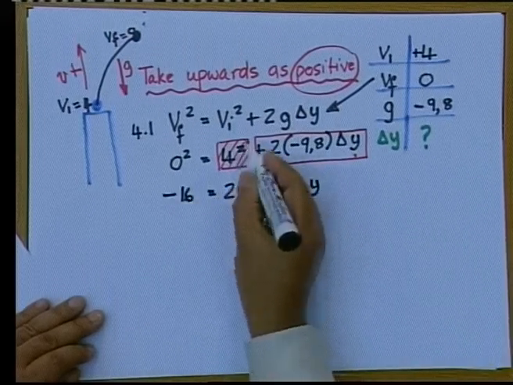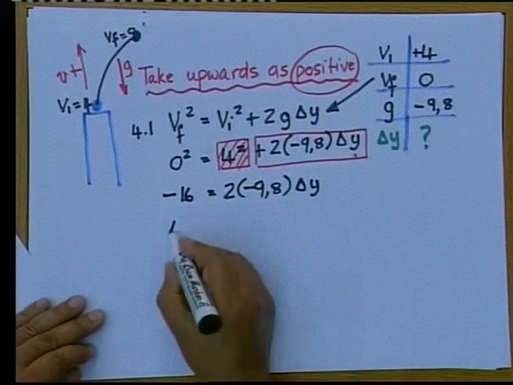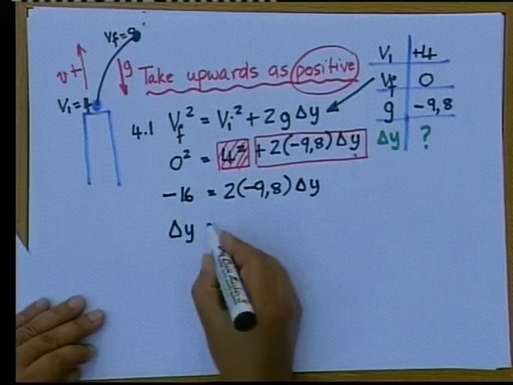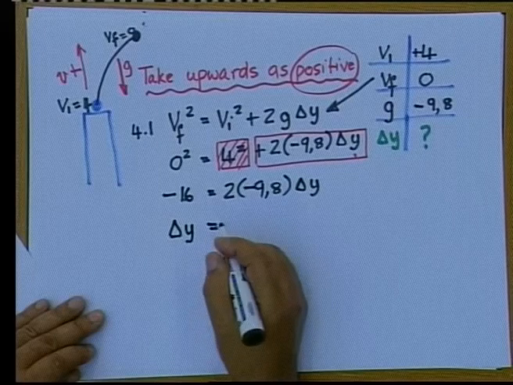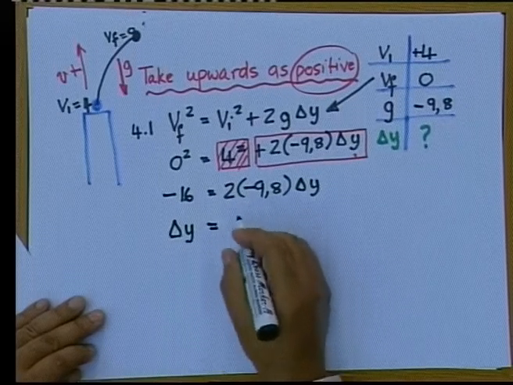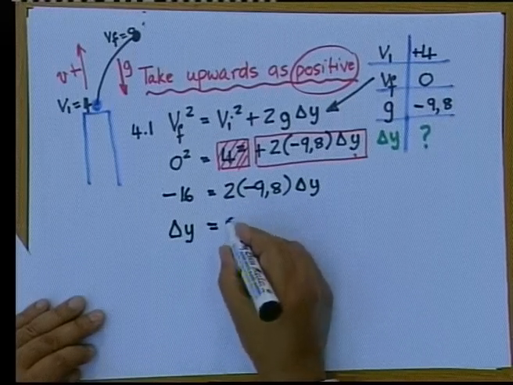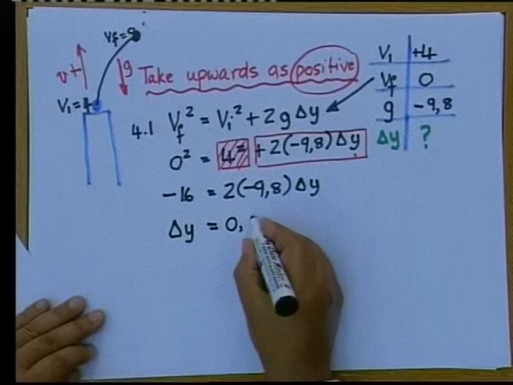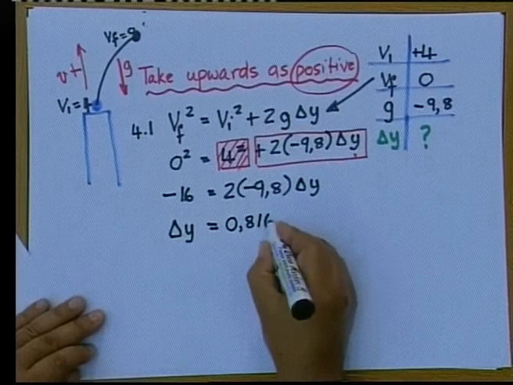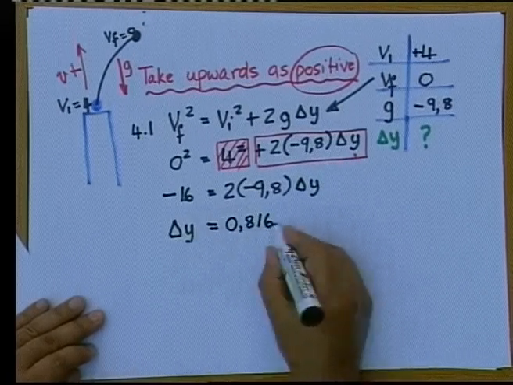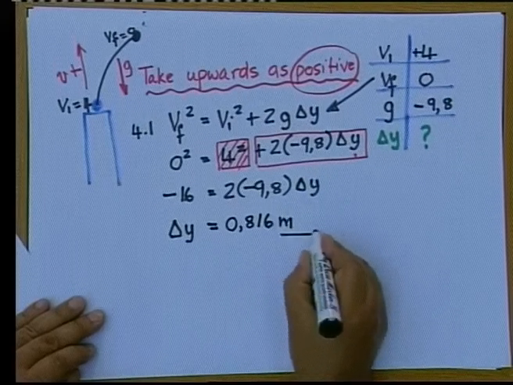So it's 16 which I take across, and then when I get my answer eventually and I use my calculator, which I'm not going to use today, I'm sure you are now well aware of how to use it, it would be 0,816, and it is displacement, so it is meters.